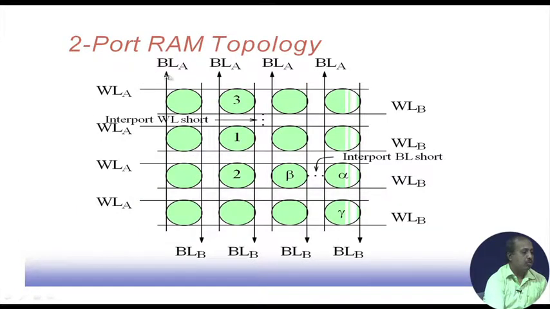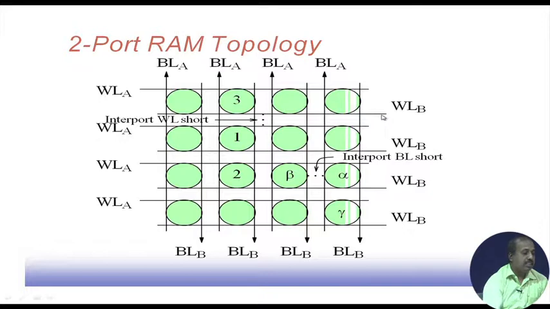This is a 2-port RAM topology. As I have said, there are 2 ports, one is port A and another is port B. For port A we have bit line A and bit line A bar. These are the first lines, corresponding to port A, and then the second lines correspond to port B. Similarly, these are the word lines: we have word lines for port A and word lines for port B.